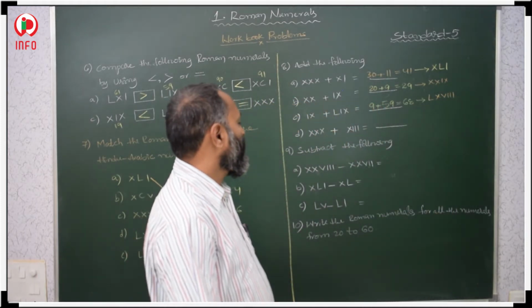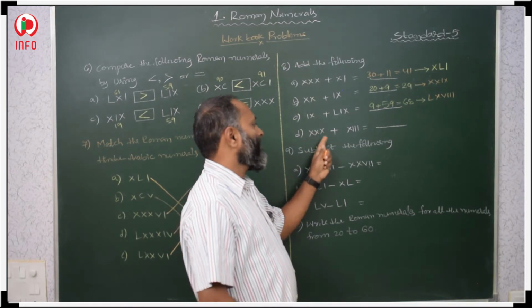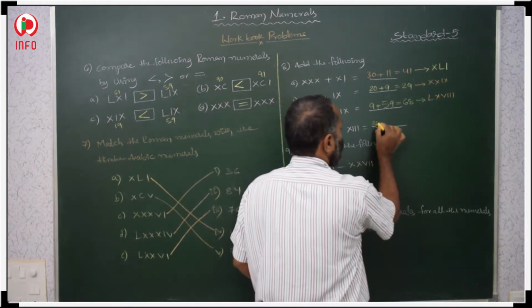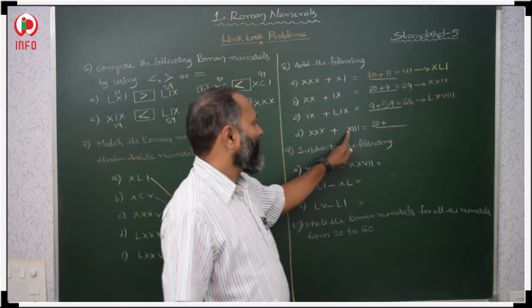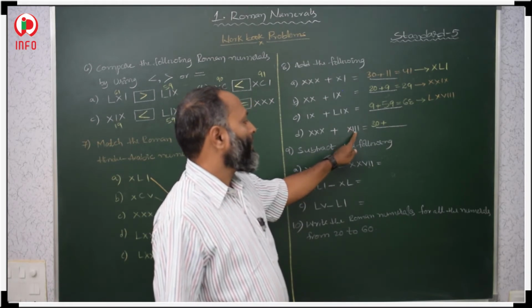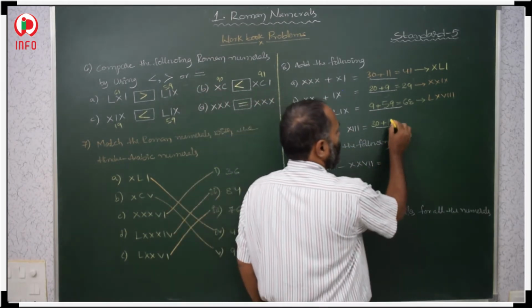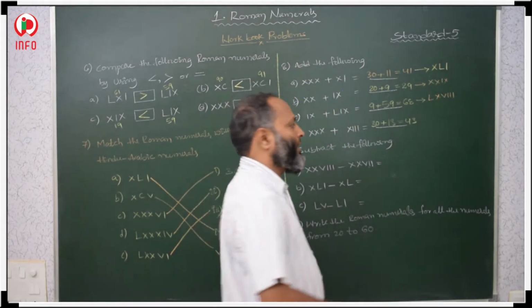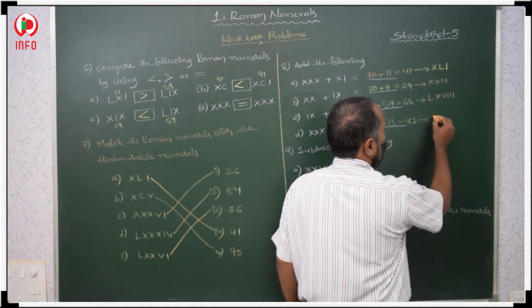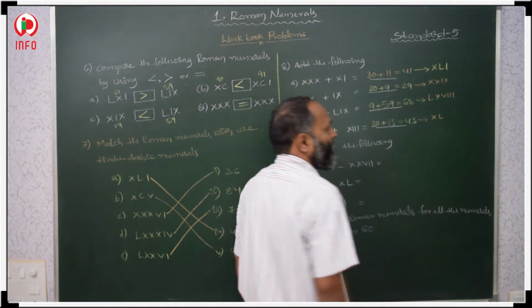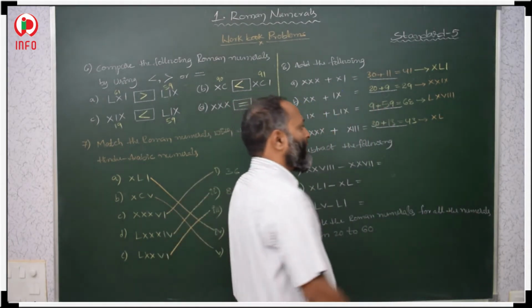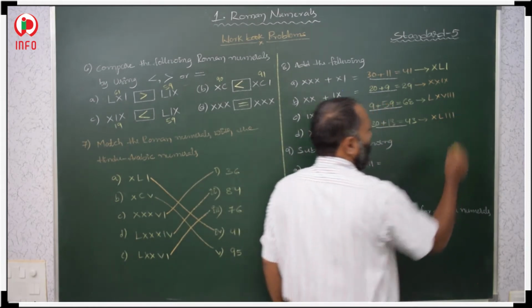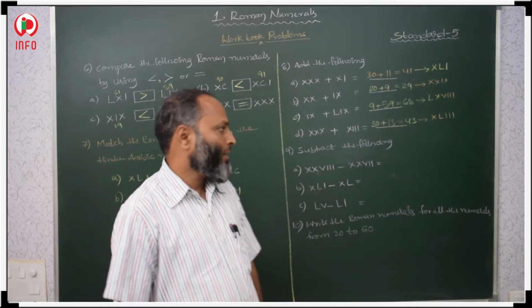Now 10 plus 10, 20, 20 plus 10, 30. 30 plus 1, 10, 11, 12, 13. 30 plus 13, that is 43. Then how to represent 43? So XL is 40, and 3. 1, 2, 3, 43. It represents 43.